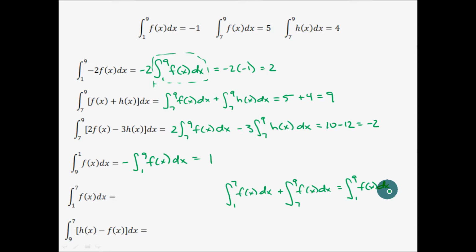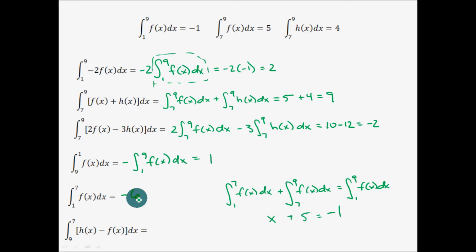As you get more comfortable with integrals, this will seem kind of obvious. It may not at this point, but the area under the curve from 1 to 7 plus the area under the curve from 7 to 9 has to equal the total area from 1 to 9. We can talk more about that in class when I can make a drawing and point to things. Here we want to evaluate from 1 to 7. We don't know that, but we do know 7 to 9 is 5, and we do know 1 to 9 is -1. This is the one we don't know, so to make my notation easier, I'm going to call that x. Subtracting 5, x equals -6.